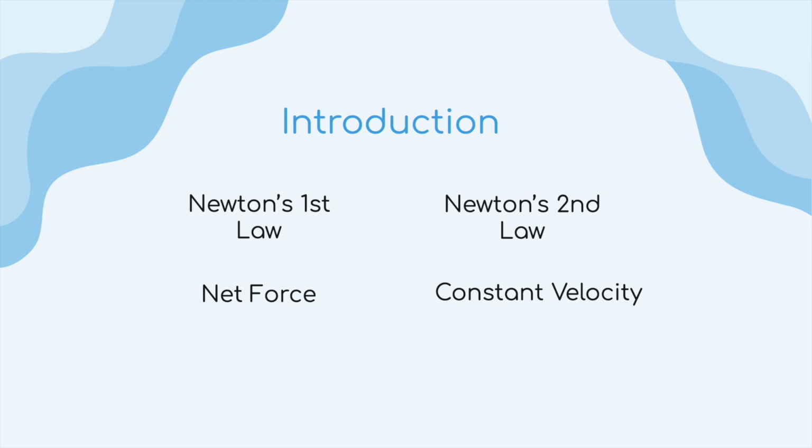Newton's first law states that an object at rest will stay at rest, and an object in motion is going to stay in motion at a constant speed unless an unbalanced force is acted upon it. With Newton's second law, we see that it's a formula: force is equal to mass times acceleration. Net force plays along with Newton's second law, as it is all the forces added together. And constant velocity means that there is no acceleration and no net force.